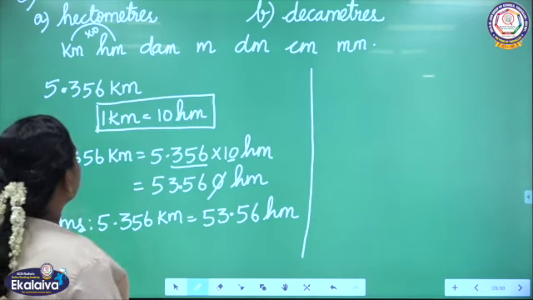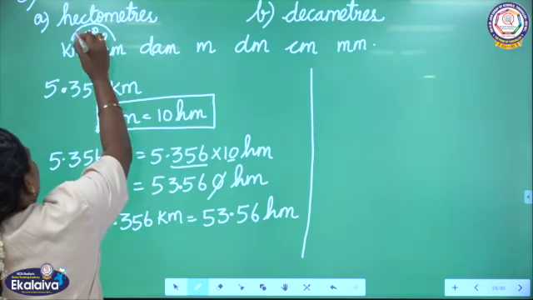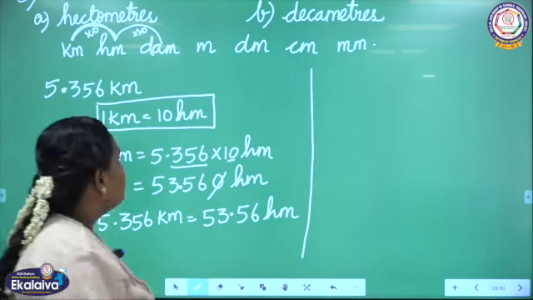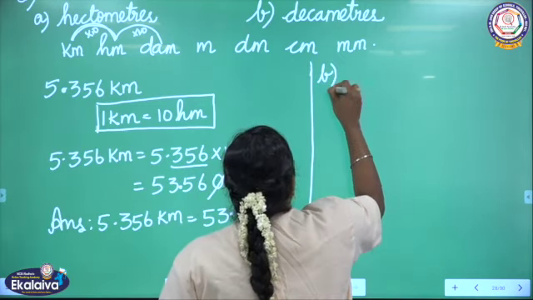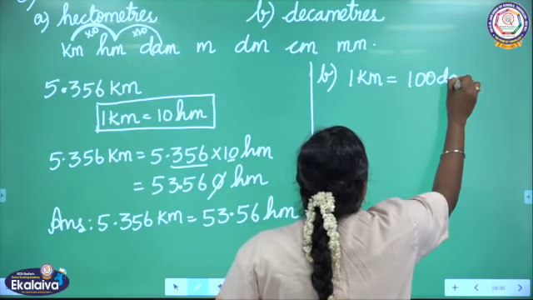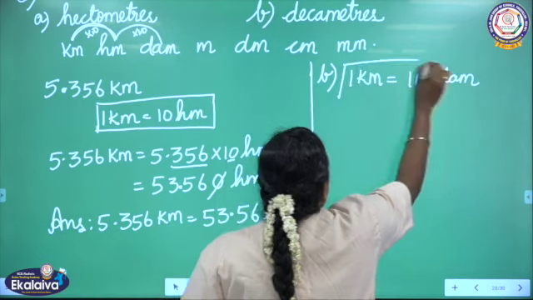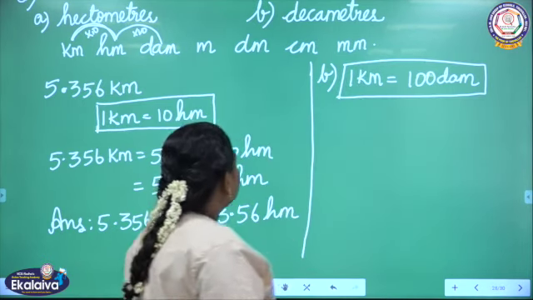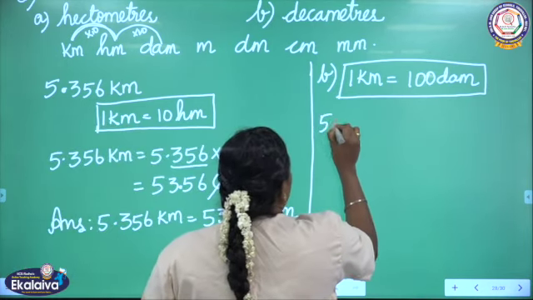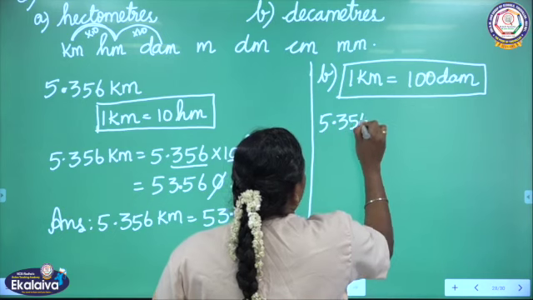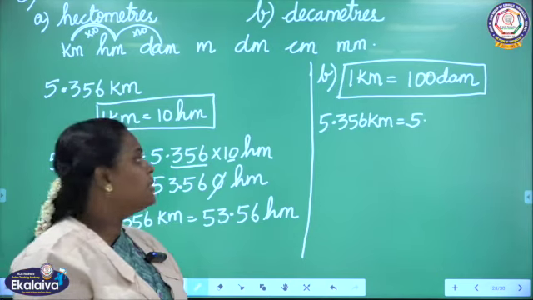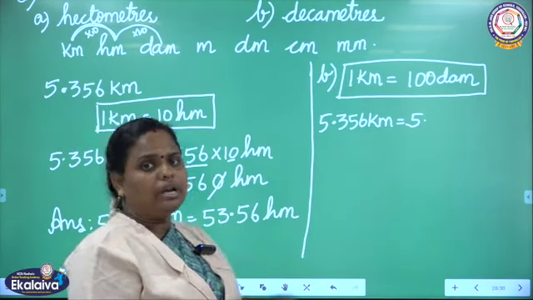1 kilometer equal to how many decameters? Kilometer and decameter, 10 into 10 is 100. So 1 kilometer equal to 100 decameter. So 5.356 kilometer equal to, we are going to multiply by 100 because 1 kilometer equal to 100 decameter.